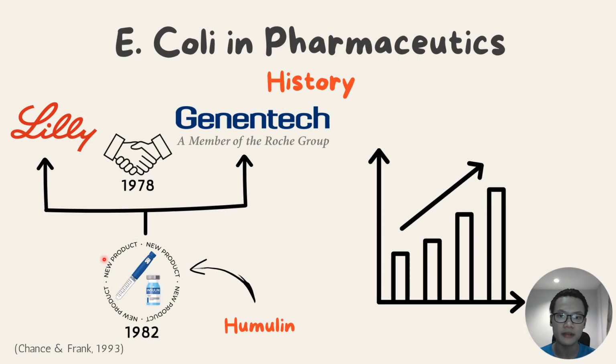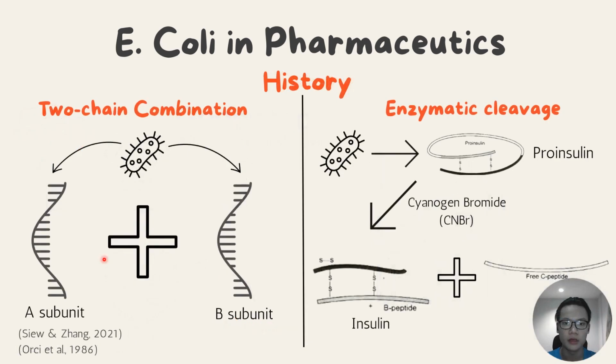Back in 1978, a significant milestone was achieved at City of Hope when scientists successfully produced recombinant human insulin in collaboration with Genentech. This breakthrough marked a pivotal moment in the field of biotechnology. Subsequently, Eli Lilly and Genentech commercialized it. The initial approach involved the cultivation of separate A and B subunits of insulin in E. coli as inclusion bodies. These chains were then purified individually and chemically combined, followed by further purification steps.